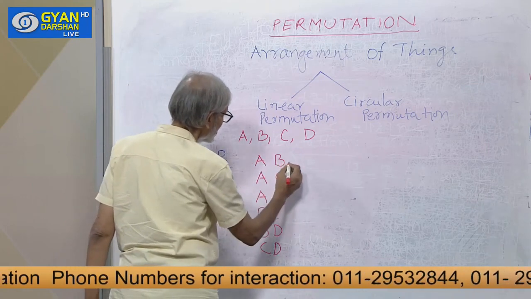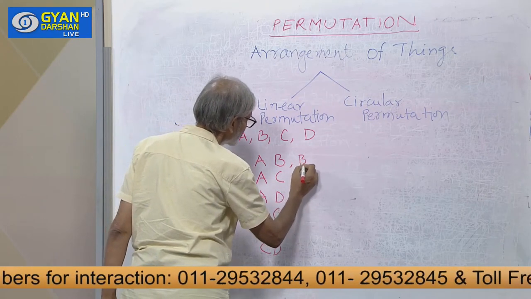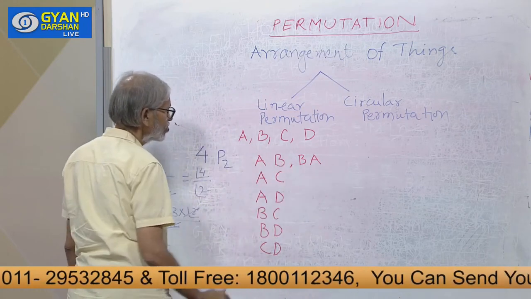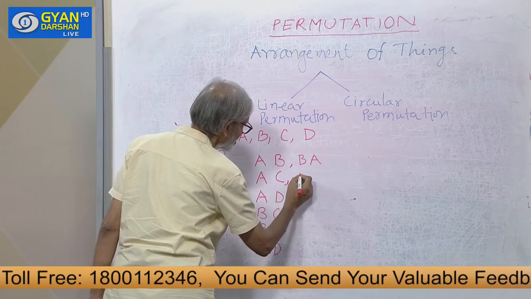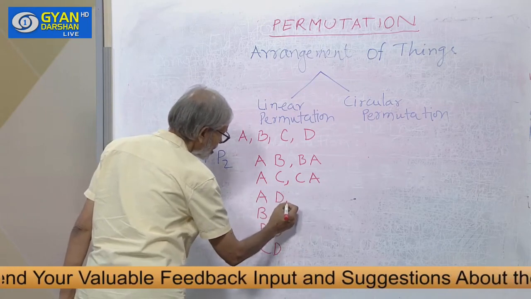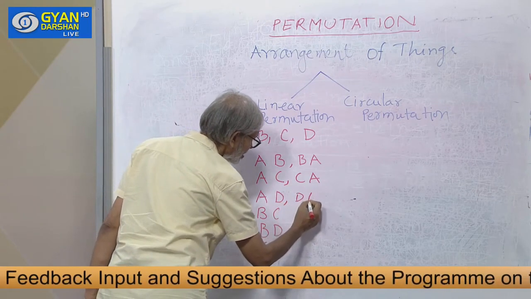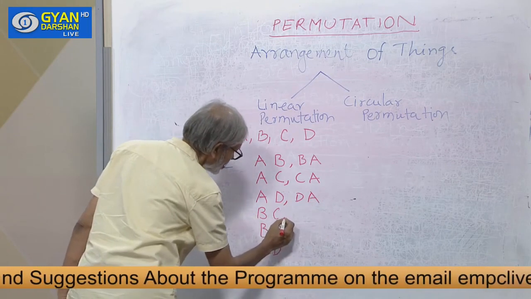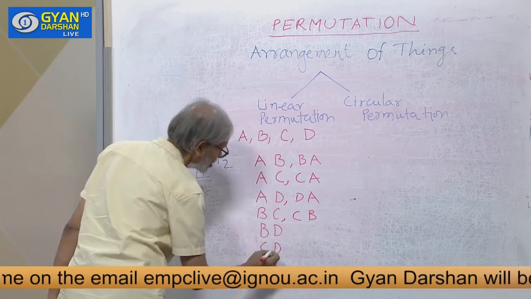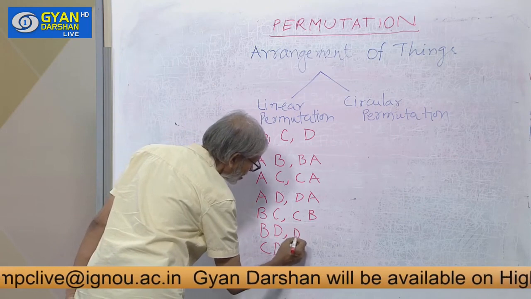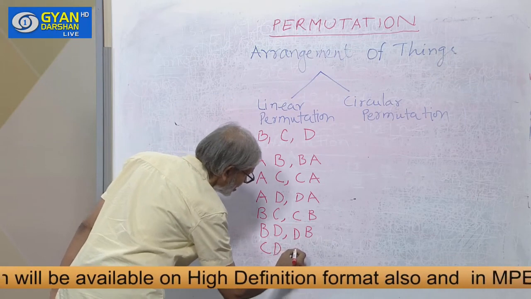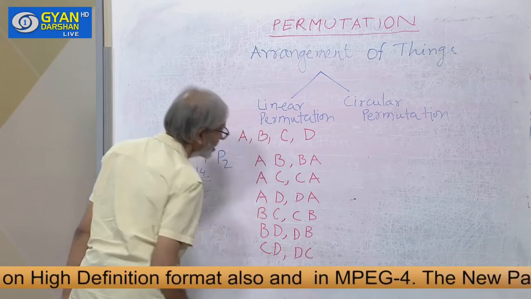Now, if A and B is here, then B and A will also be an arrangement. You just reverse their position. So, A and C is there, so C and A will be another arrangement. A D, then D A will be another arrangement. B C, then C B is another arrangement, and B D, then D B is another arrangement. C D, then D C will be another arrangement.